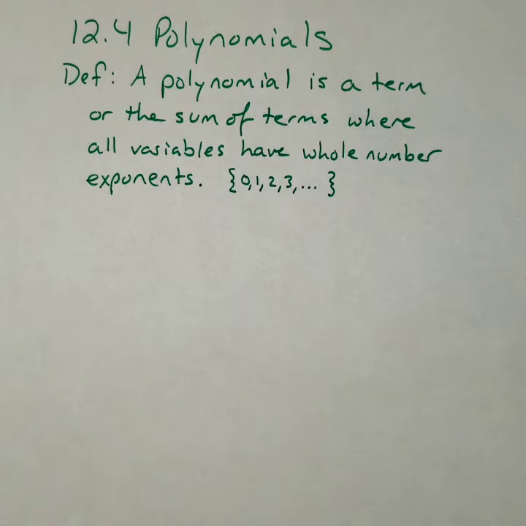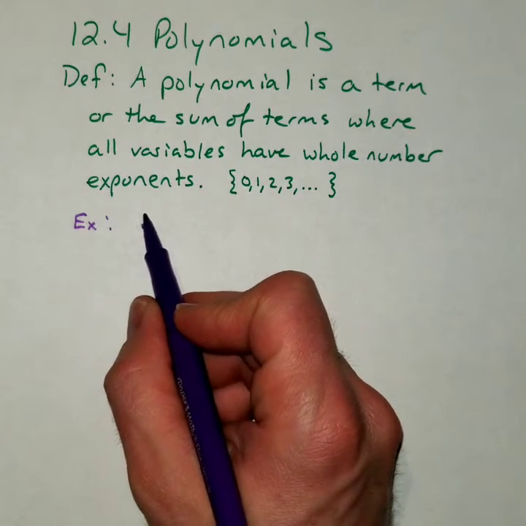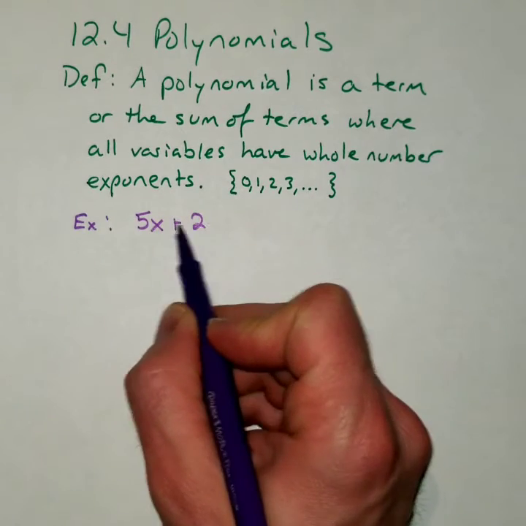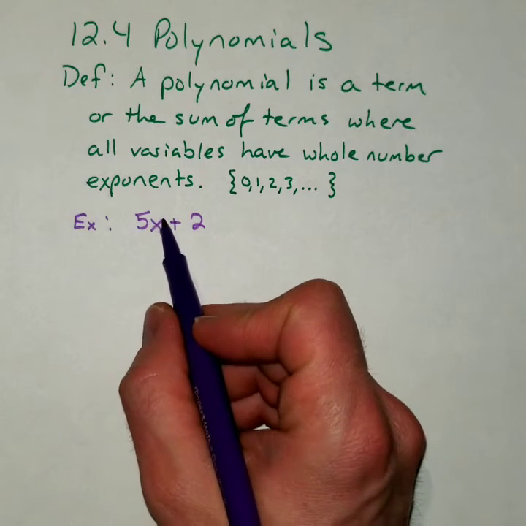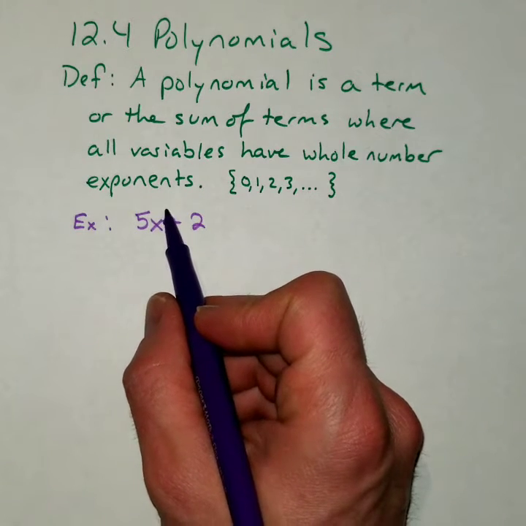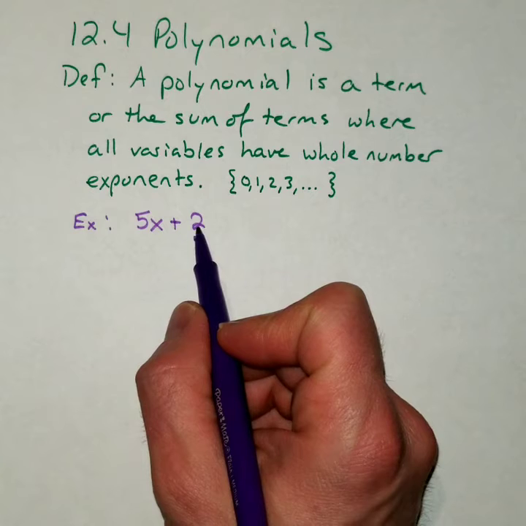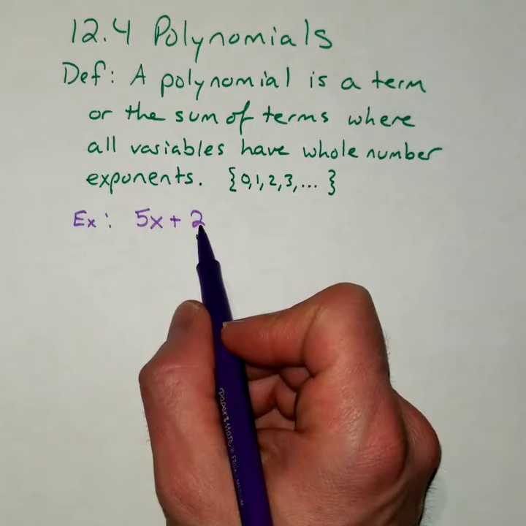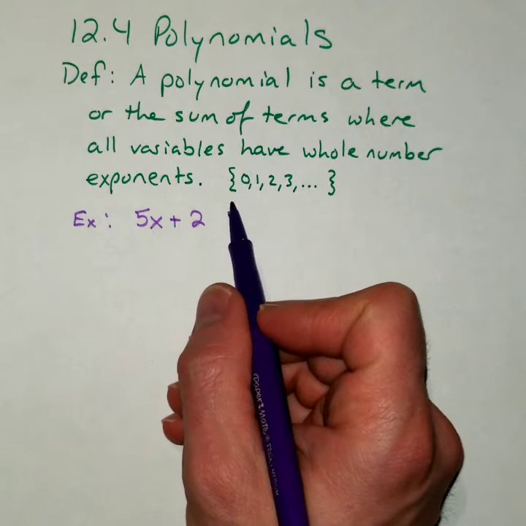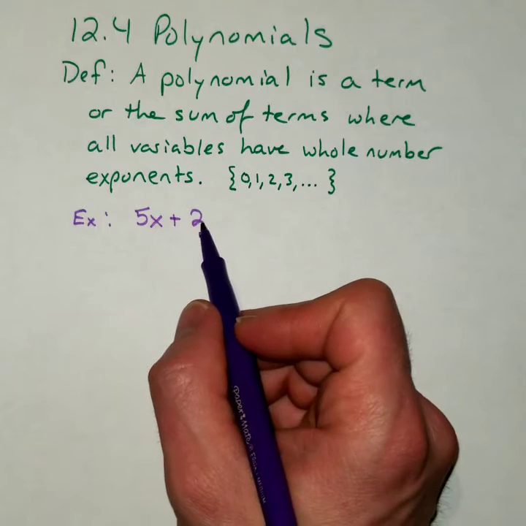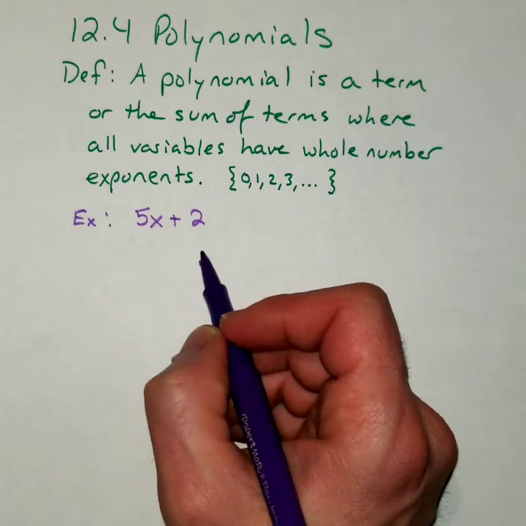Maybe I'll change color here. Lots of examples. Things like 5x plus 2. That is an example of a polynomial. It may not look like it at first, but x does have a power on it. It has a power of 1, right? This is 5x to the 1. And this 2 also kind of has an x on it. You don't see it here, but it's 2 times x to the 0. Remember, 0 powers are really 1, right? 2 times 1. So this thing does have the form of a polynomial.